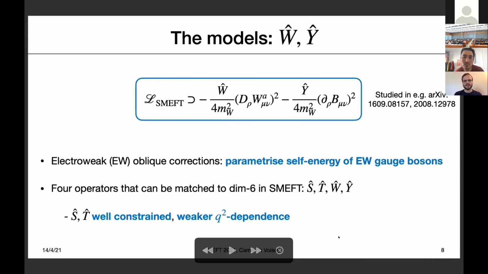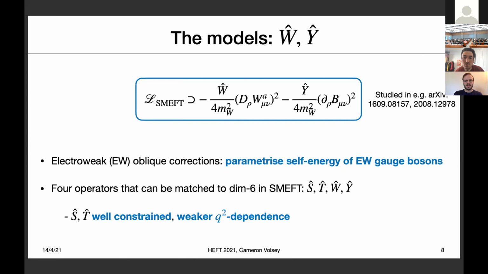Okay, so these are the terms that are added to the Lagrangian. So we take this particular model and we map it to the SMEFT, and we find that there are 7 relevant SMEFT operators. These corrections, the so-called electroweak oblique corrections, basically parameterize modifications to the self-energy of the electroweak gauge bosons. So what they do is effectively modify the propagators of the electroweak gauge bosons.